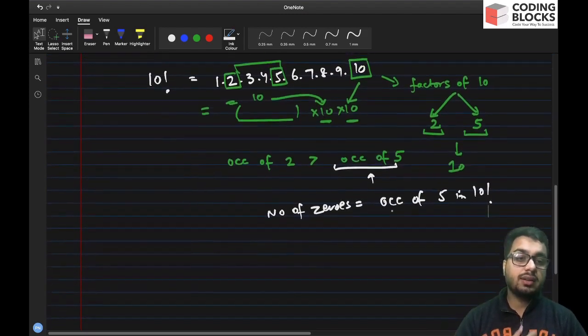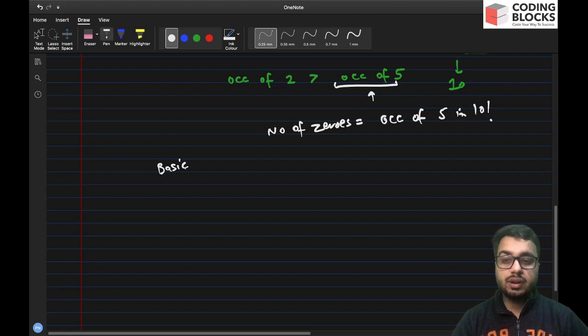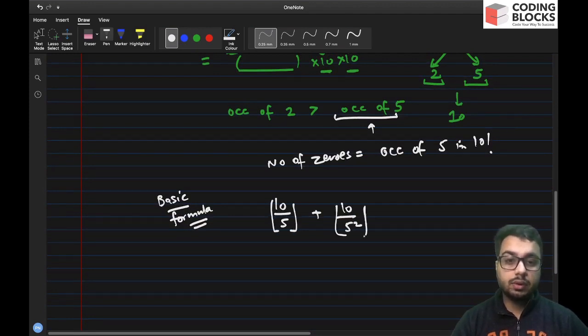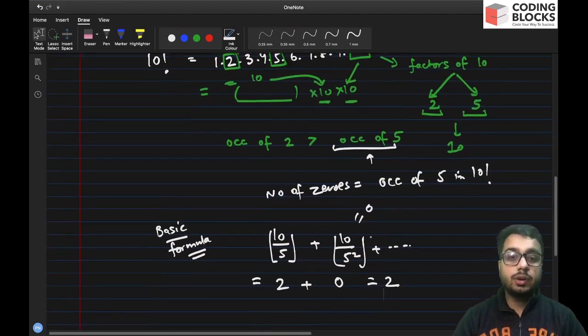So how do you find the occurrences of 5? For that you have a very basic formula, which maybe you have studied in school also. If you want to compute how many powers of 5 are present in 10 factorial, you divide 10 by 5 and take the floor, then divide 10 by 5 squared and take the floor. I will keep on doing this until it is 0. So this is 0, so I will stop here. This is nothing but 2 plus 0. So there are two occurrences of 5, and hence 10 factorial will have two zeros.